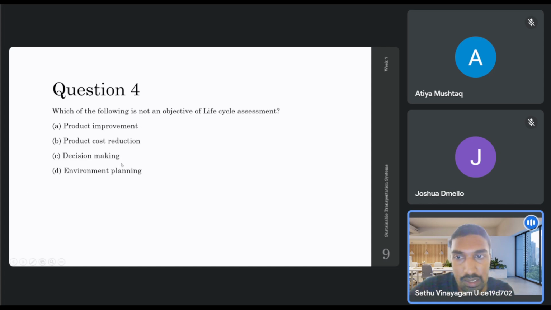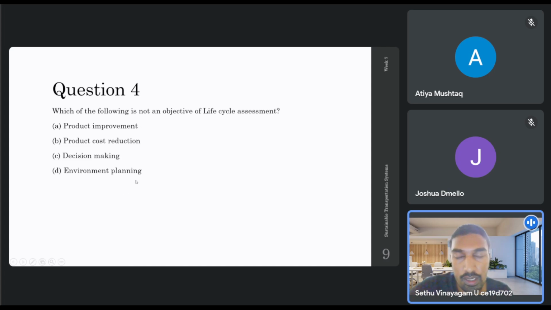And C, decision making. For example, if you want to implement a scheme or a policy, how will it affect the environment, right? What impacts is it going to have, or how is it going to improve the current situation? Those can be assessed, and that will help us make a decision whether we have to go forward with that option or not, right? So therefore it helps in making those decisions based on the environmental aspects related to that.